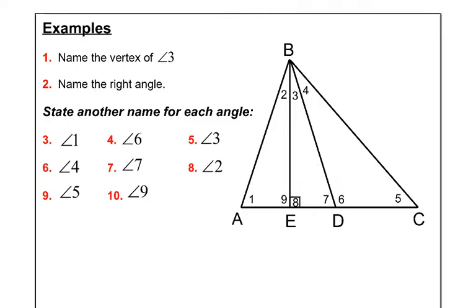All right. Why don't you try to pause the video and try some of these examples for yourself. For number one, you're going to try to find the vertex point of angle 3. You're going to try to find a right angle. And then give me another name for each of the numbered angles using 3 letters if you can. All right, we'll see you soon.